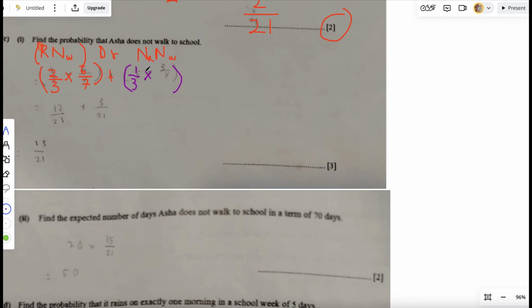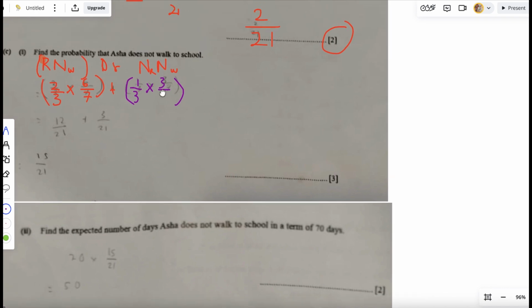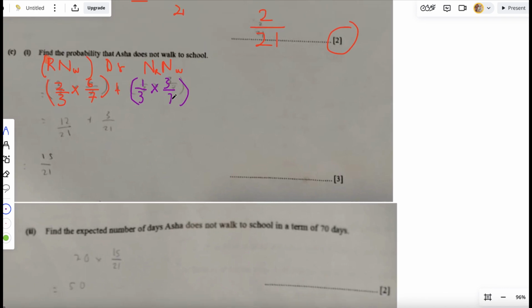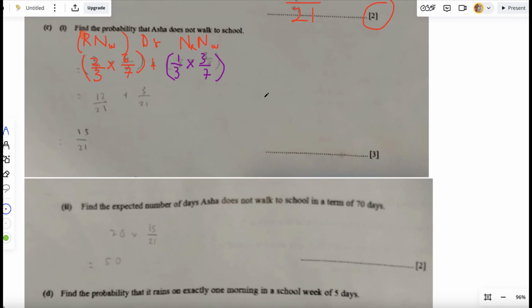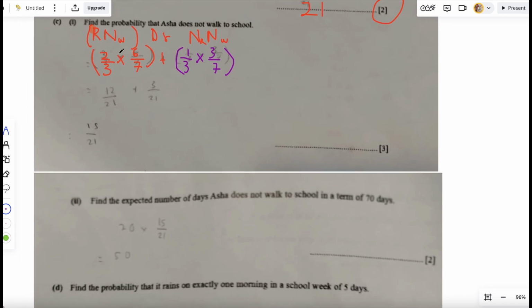Times 3 over 7. Okay? Sorry, this thing is a bit laggy somehow. Okay, so let's simplify each of the bracket.